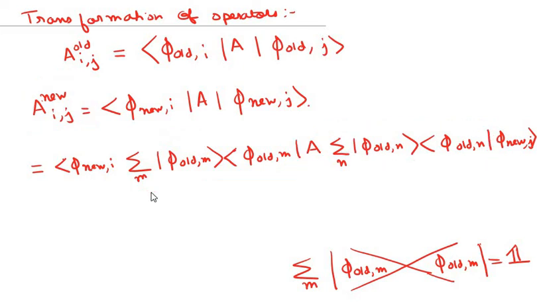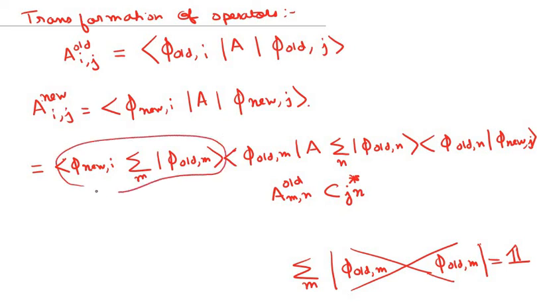Now to proceed from here, let's note what this term is. This term is equal to the element A_mn in the old basis, so we call it old. And then what is this thing over here? This is a number because this is an inner product between phi old and phi new. So this is equal to C_jn complex conjugate. And what is this thing? This is equal to C_mi.